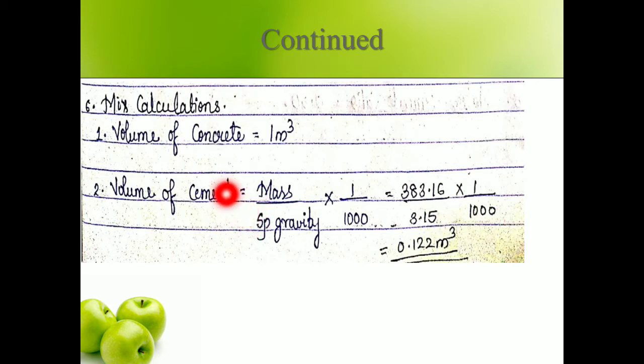Next one, mix calculations. Volume of concrete is 1 meter cube. Volume of cement is mass divided by specific gravity into 1 divided by 1000. So formula remains the same. Write down only the values. Mass of cement you have already got, that is 383.16 divided by specific gravity given in the question, that is 3.15 into 1 divided by 1000. To convert kgs per meter cube to meter cube, you have to divide by 1000. So you are getting the volume of cement as 0.122 meter cube.